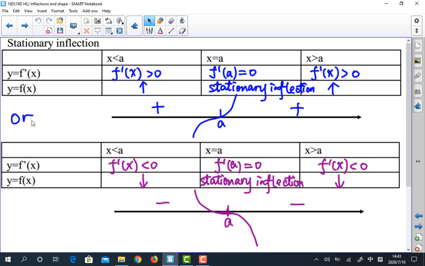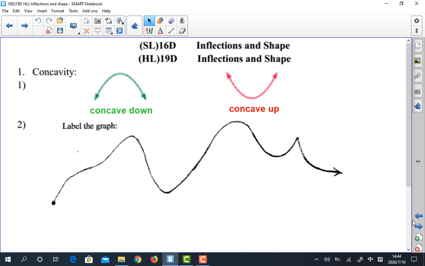Of course, you also can have a decreasing case on the left side of x equals a and decreasing on the right side of x equals a. As long as the function is monotone decreasing by passing x equals a, this x equals a is a stationary inflection as well. Right now, let's look at the new lesson.